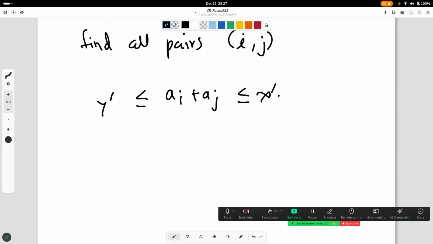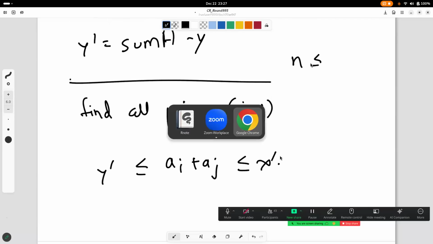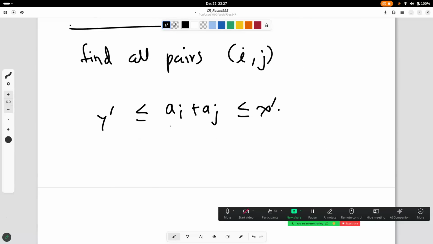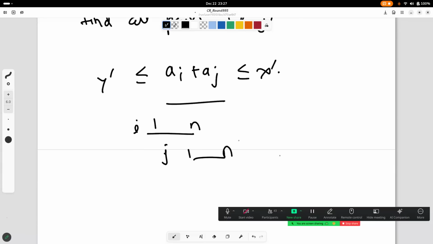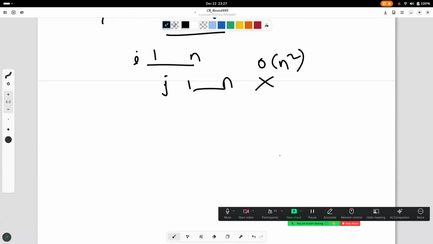Now, how can we tackle this? And remember, our n is up to 3 times 10 power 5, or 2 times 10 power 5. If n was up to 10 power 3, you could have just brute forced this, iterating from i equal to 1 to n and j equal to 1 to n, and check this condition. That would give us a big O of n squared solution. But that's not really possible over here.